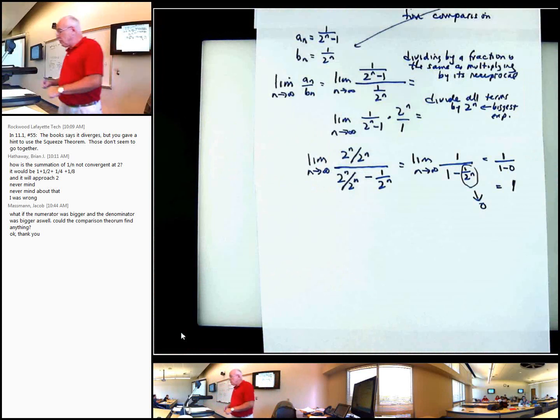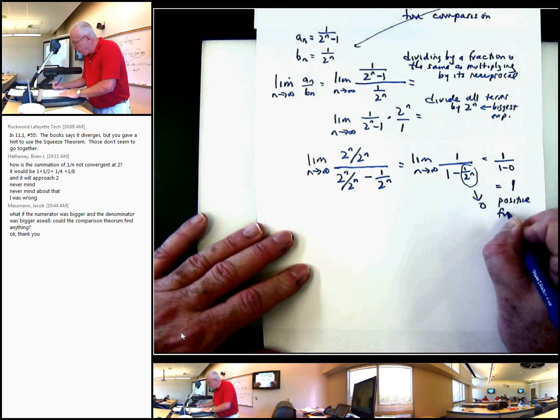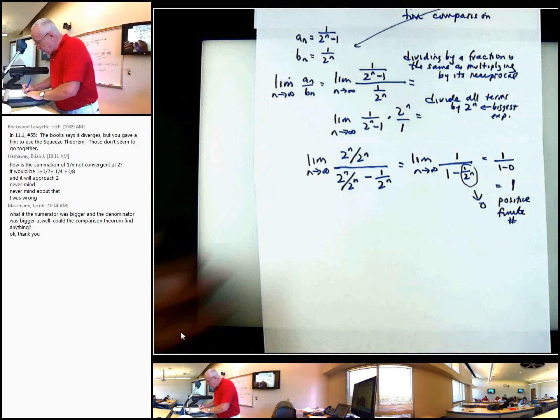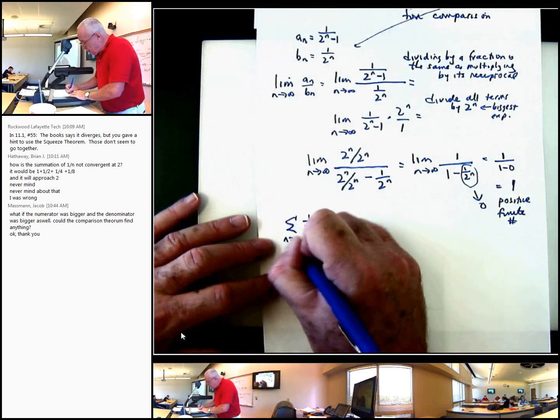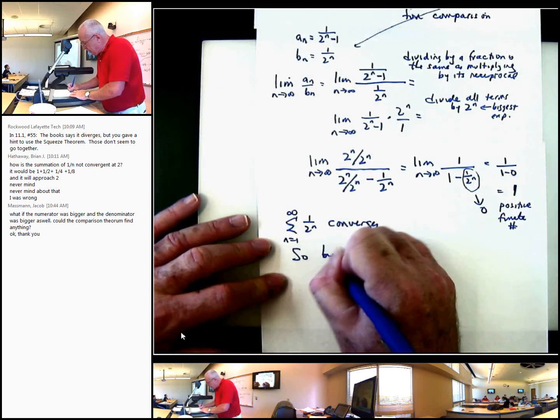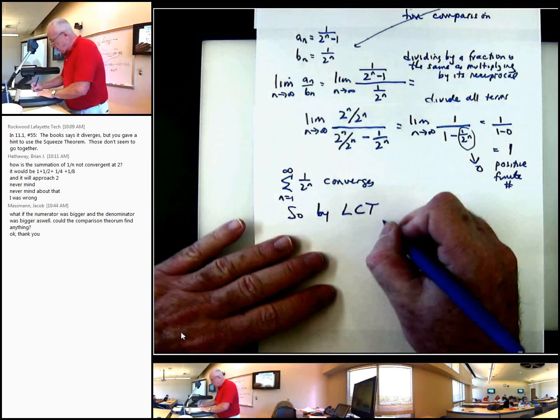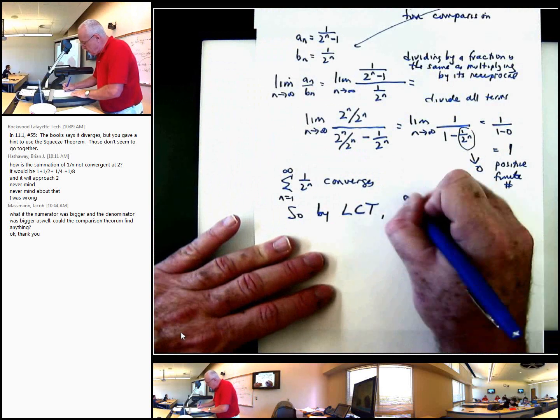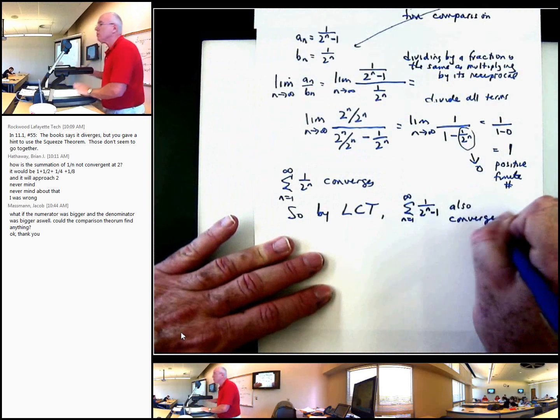All right. So therefore, that is our positive finite number. So we can use the limit comparison test. So we know that the summation of 1 over 2 to the n converges. So by, let me just call it LCT, by the limit comparison test, the summation of 1 over 2 to the n take away 1 also converges. Okay.